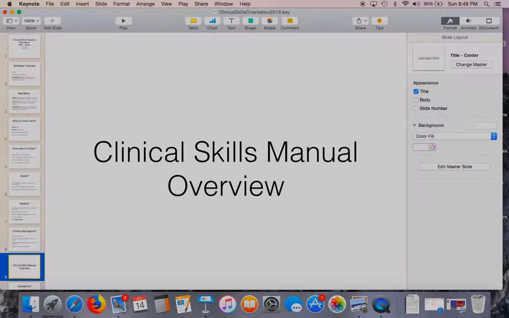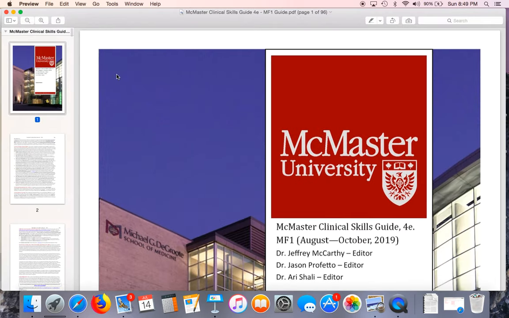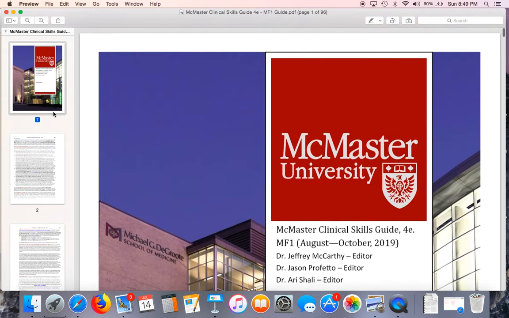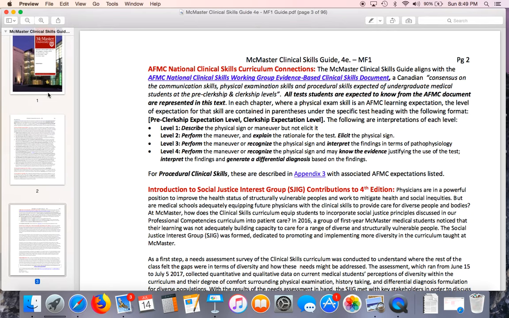So this is a point where I want to take you to the clinical skills manual, and we are here. Okay, so this is the clinical skills manual. For MF1, this is actually almost 100 pages long, and you can see the amount of work that's gone into it. There's an introduction part. This is the National Clinical Skills document.